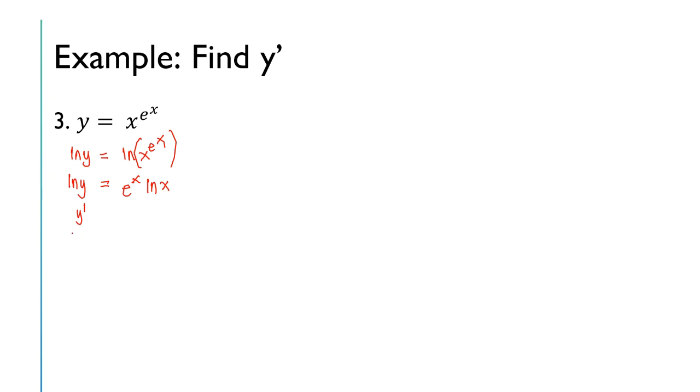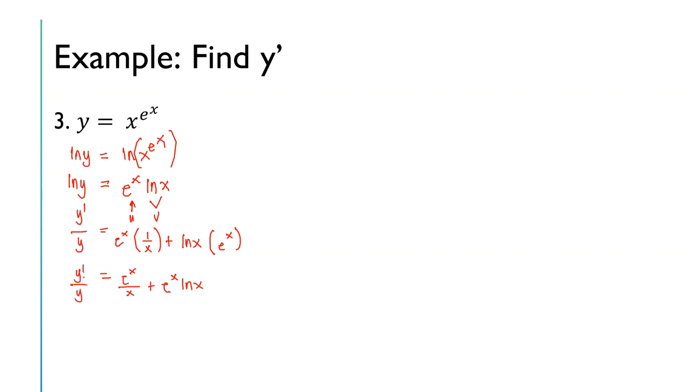After we have made this a linear equation, we can now differentiate. So we have y prime over y is equivalent to the derivative of e raised to x ln x, in which this is our u again, and ln x is our v. So copying the u, we have e raised to x times the derivative of our v, which is 1 over x, plus ln x times the derivative of e raised to x, which is just the same, e raised to x. Afterwards, we can simplify. We have e raised to x over x plus e raised to x ln x.